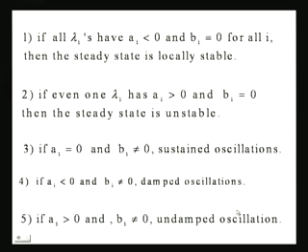So, out of this, how many are stable? The first case is stable. Number 2 is unstable. Number 3 is neutrally stable, just stable. Number 4 is stable, number 5 is unstable. So, 2 of them are stable, 2 of them are unstable, and 1 of them is neutrally stable. Let us look at the pictures now.